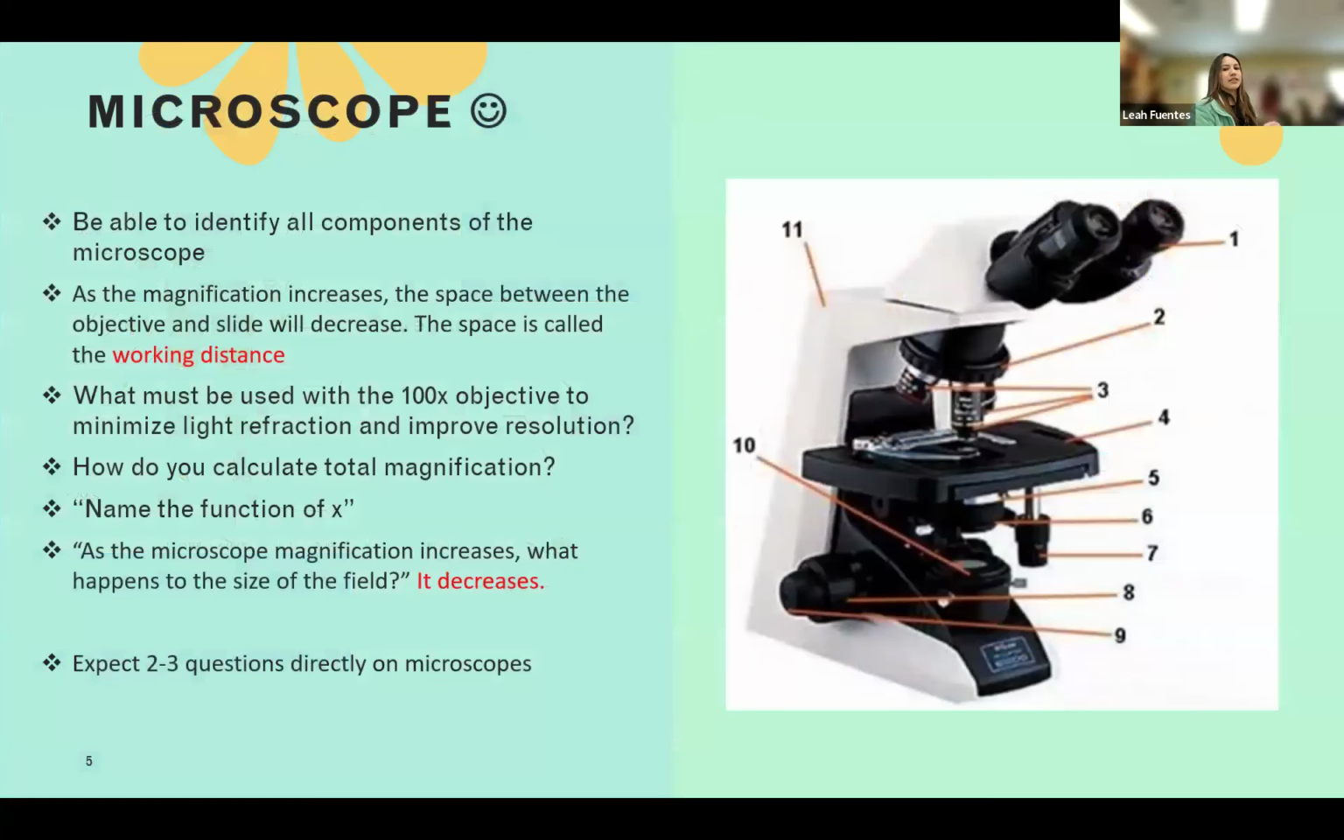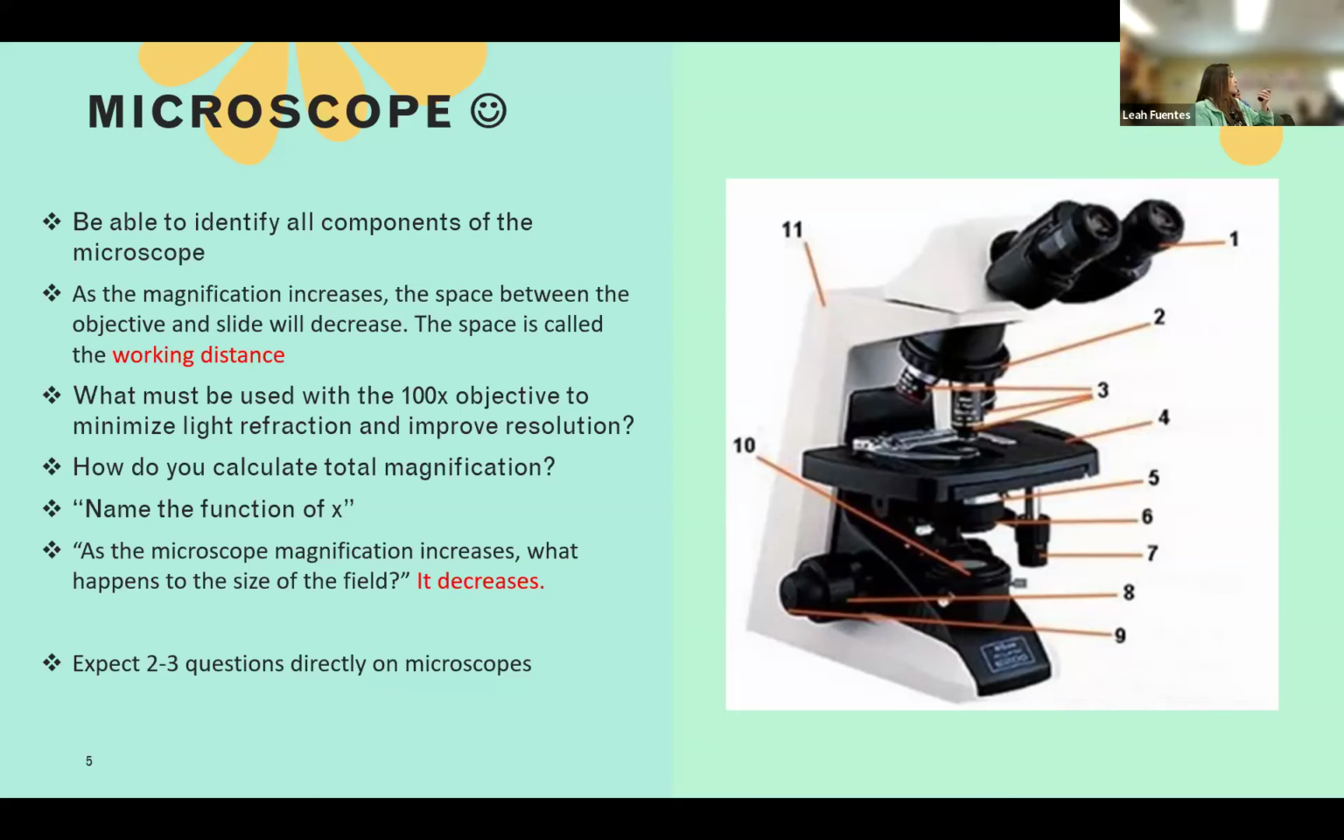Okay, and then I believe that's it for chapter 1 or exercise 1. Now we're going to move into the microscope. You're going to want to be able to identify all components of the microscope, so all of these that are numbered here. In the lab, we do have some microscopes that are already set out if you want to work with them. You should expect 2 to 3 questions directly on microscopes, and this can be answering anatomy of the microscope, specific parts, or short answer questions.